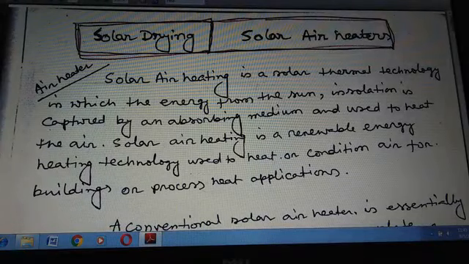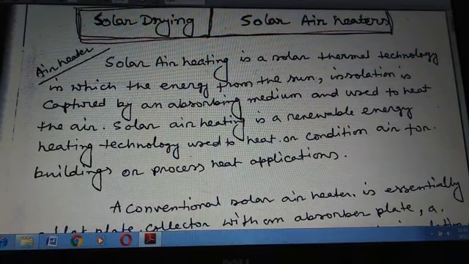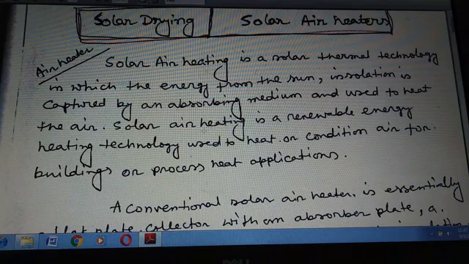Today my topic of discussion is solar drying, solar air heaters and solar dryers. Now, what is a solar air heater? A solar air heater is a solar thermal technology in which the energy from the sun's insolation is captured by an absorbing medium and used to heat the air.